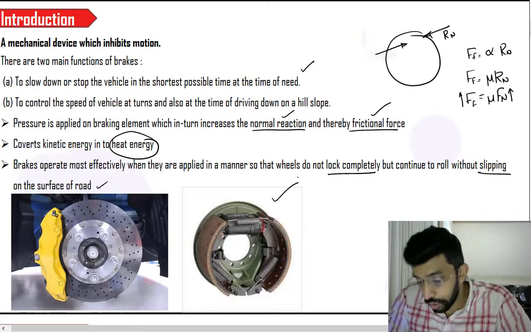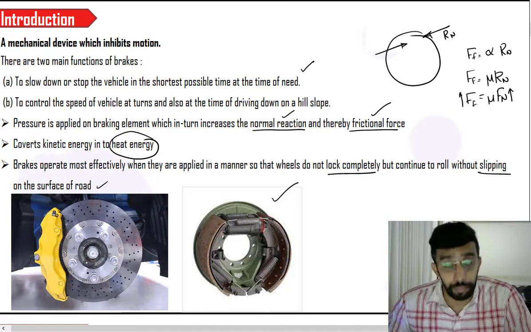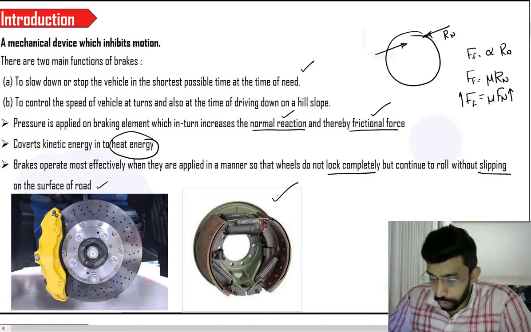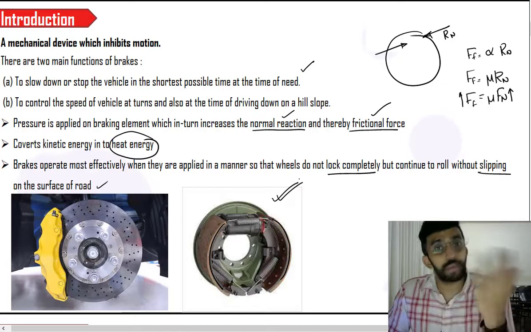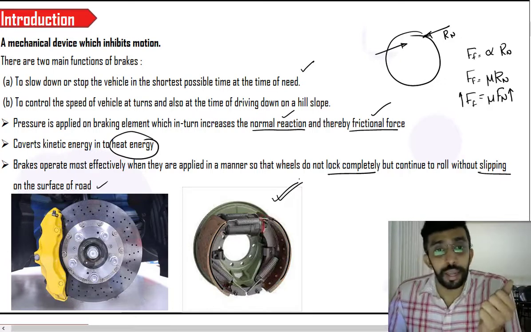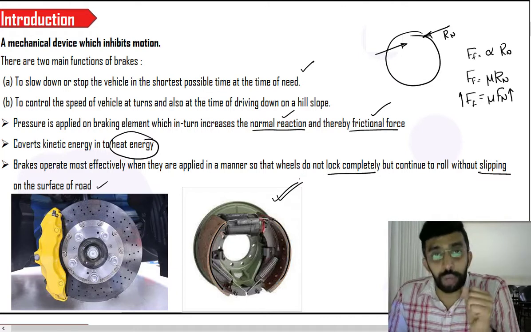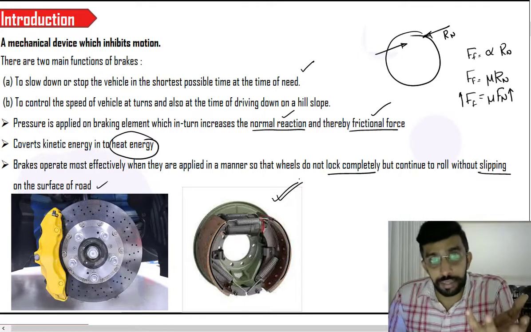This is the internally expanding shoe brake. You can see that these are the shoes which are rubbing against the brake drum, internally expanding shoe brakes. These brakes are not visible in automobiles, so you might not have witnessed this kind of brake, but in this course we will definitely study the internally expanding shoe brake. That is one of the topics that we need to study. This is not visible, it is more inside. That's the reason why we have not witnessed this particular brake.